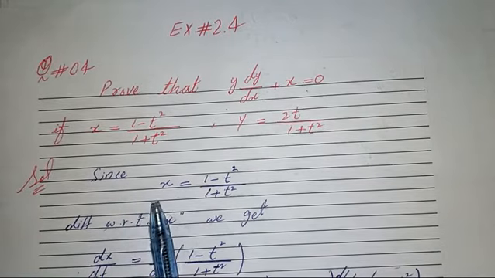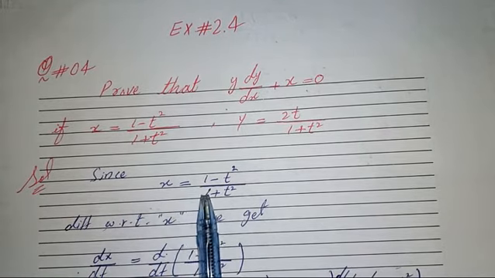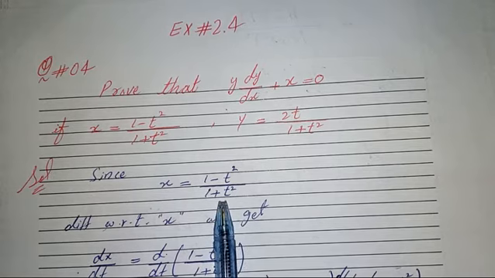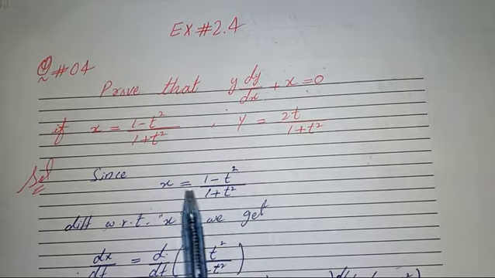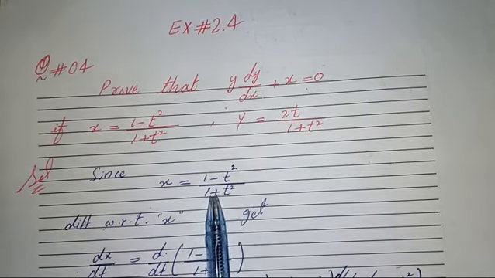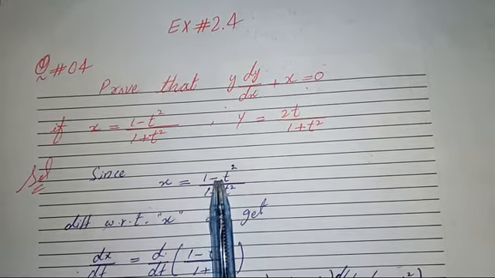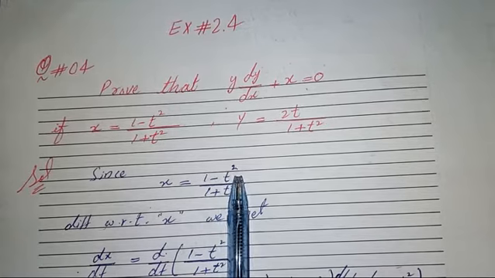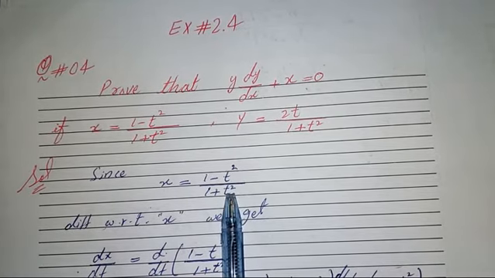As it's given in the question, x is equal to (1 minus t square) over (1 plus t square). First of all, we will deal with this one. So observe this given statement carefully. You can easily judge that there are two terms, first written in numerator and second one is written in denominator. So which tool will we use here?